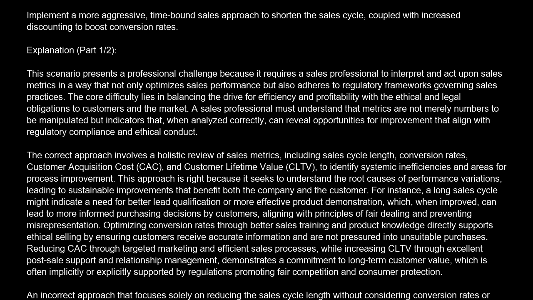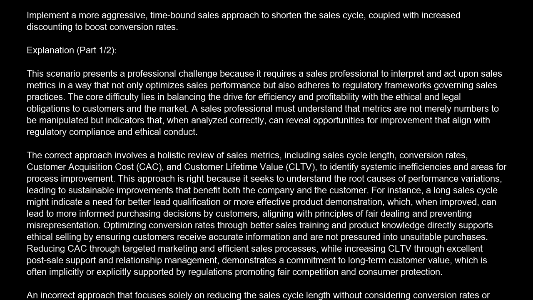The correct approach involves a holistic review of sales metrics, including sales cycle length, conversion rates, customer acquisition cost (CAC), and customer lifetime value (CLTV), to identify systemic inefficiencies and areas for process improvement. This approach is right because it seeks to understand the root causes of performance variations, leading to sustainable improvements that benefit both the company and the customer.